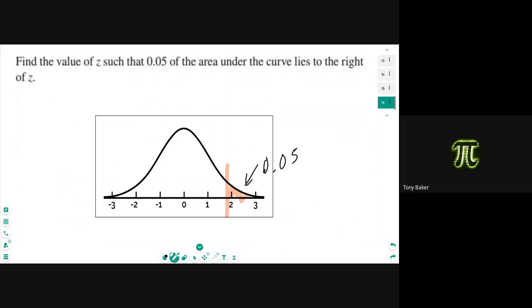I'm going to give you a minute to try to think. 0.05 as in 0.05, like as a percent? Okay. I'm looking for the z-score. They're giving me the percent. Okay, so this is a percent. That's the percentage. Or, yeah, it's the probability. It's not 0.05%. It's 5% or 0.05.